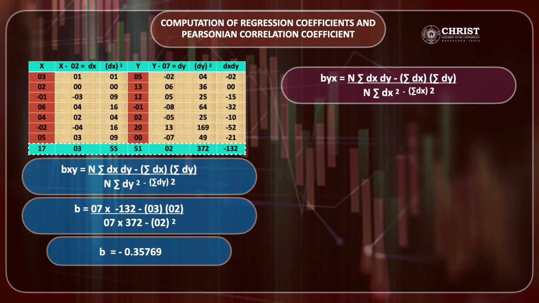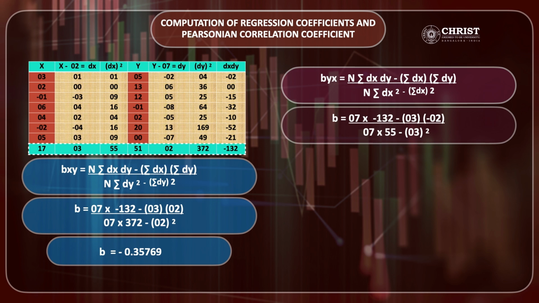Now we have to calculate the next regression coefficient, that is regression coefficient y on x, or we denote it as byx or b2. That is computed using the equation n sigma dx dy minus sigma dx into sigma dy divided by n sigma dx square minus sigma dx the whole square. Now we substitute the values in the equation, we will get b is equal to 7 into minus 132 minus 3 into minus 2 divided by 7 into 55 minus 3 square. So byx or b2 is equal to minus 2.473.